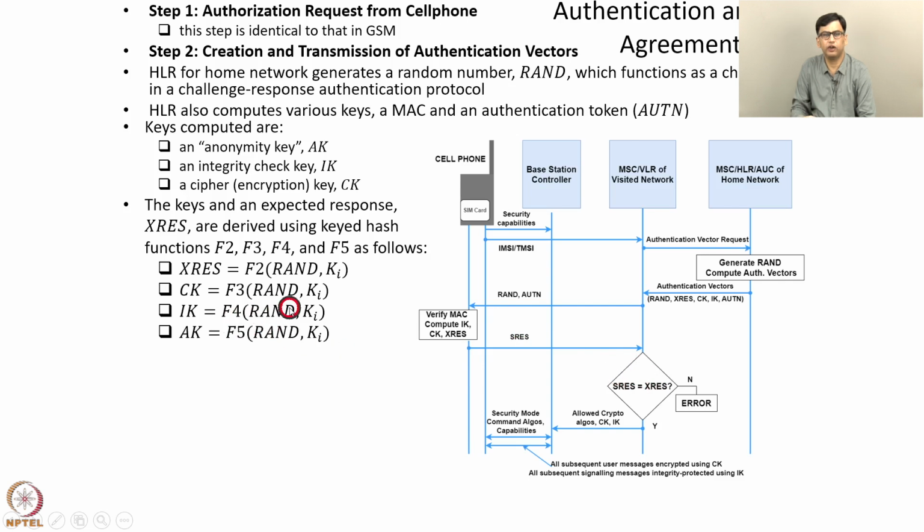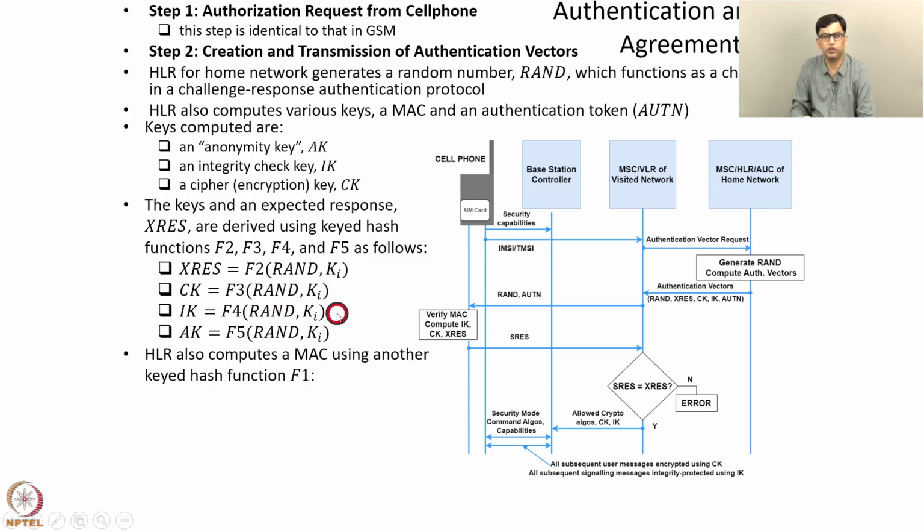CK is f3 of RAND comma Ki. So CK is also a function of RAND and Ki, and IK is f4 of RAND comma Ki, and AK is f5 of RAND comma Ki, where f2, f3, f4, f5 are keyed hash functions.